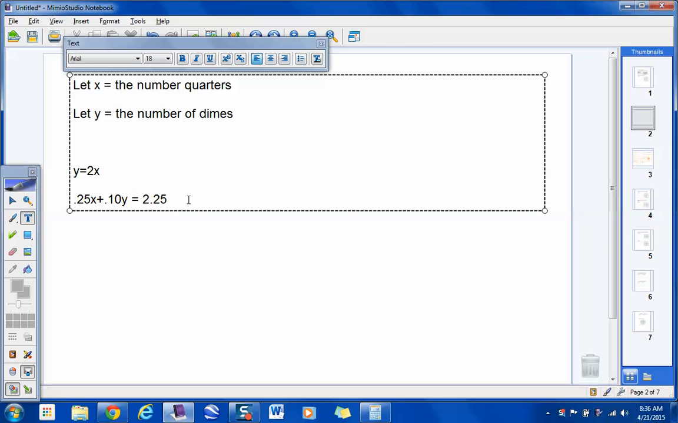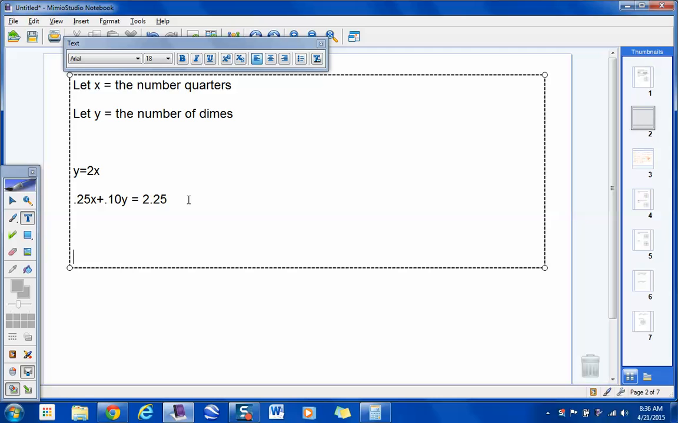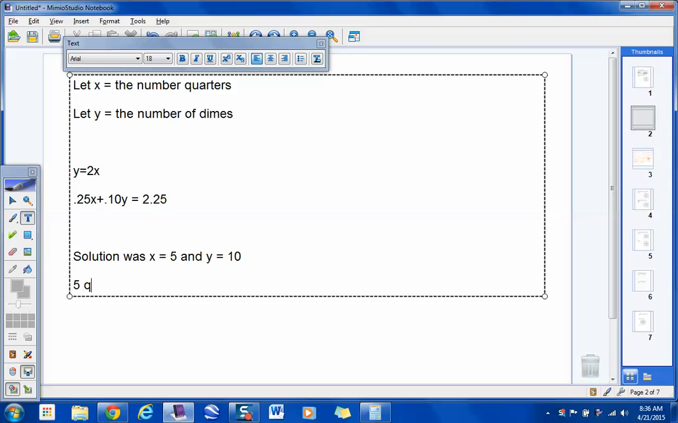But guys, what was our solution for this mess? Solution was 2. How many quarters did we have? We had 5, didn't we? 5 quarters, yes. And y was equal to 10, which meant that we had 5 quarters and 10 dimes, right? Okay, can you guys remember that part for me?